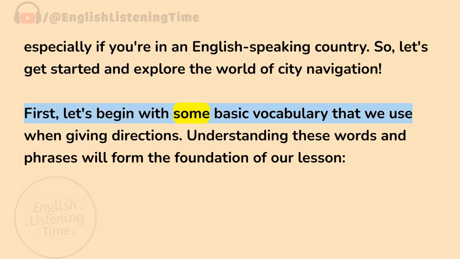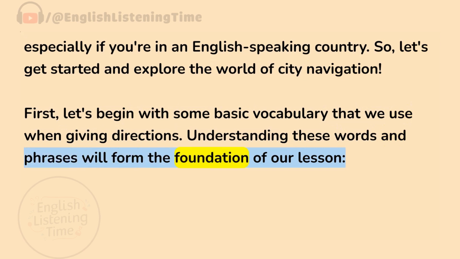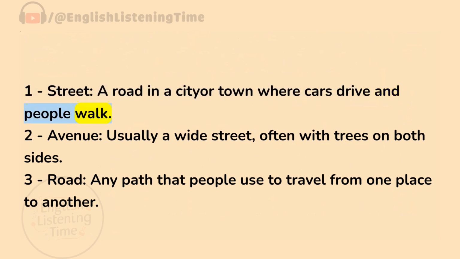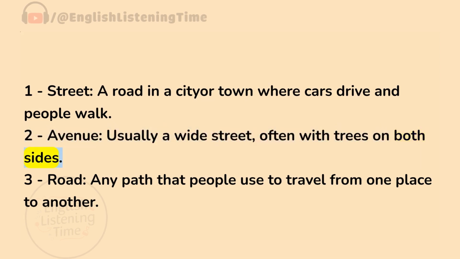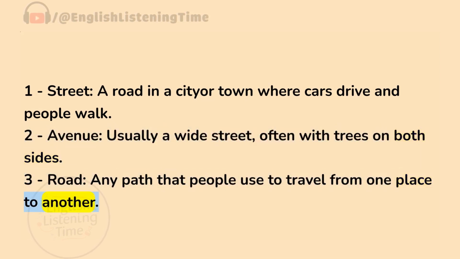First, let's begin with some basic vocabulary that we use when giving directions. Understanding these words and phrases will form the foundation of our lesson. 1. Street, a road in a city or town where cars drive and people walk. 2. Avenue, usually a wide street, often with trees on both sides. 3. Road, any path that people use to travel from one place to another.